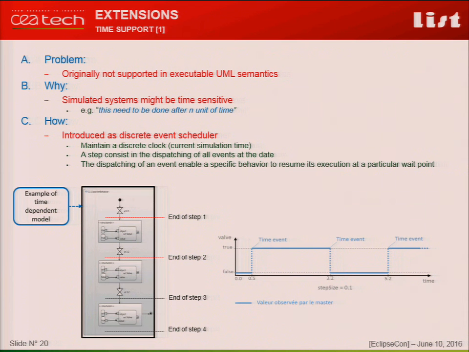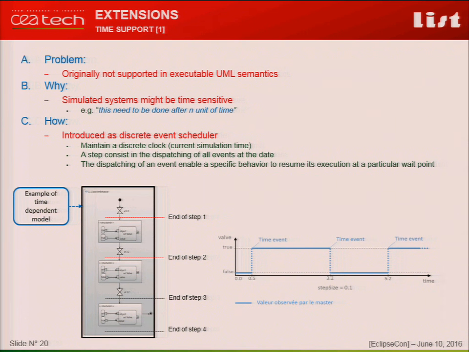Basically, we have introduced a discrete event scheduler, which implements a regular discrete event semantics. That means we have a pool of events that are emitted by objects executing inside the runtime. These events have a specific date, and a step of the discrete event scheduler is to consume all events at a specific date, and so release the behaviors that are attached to these events.